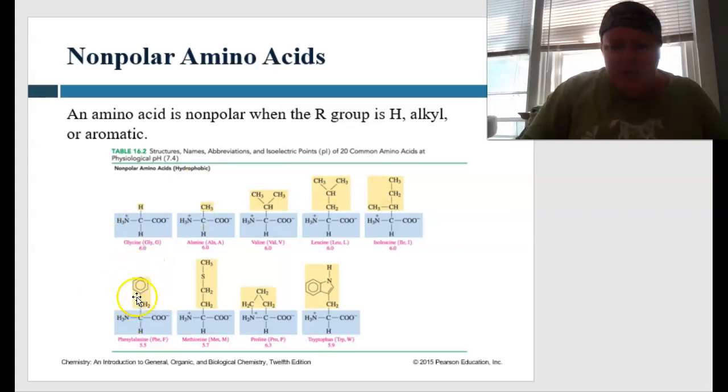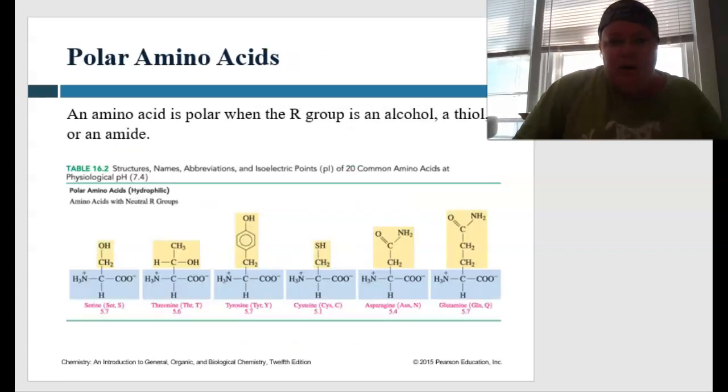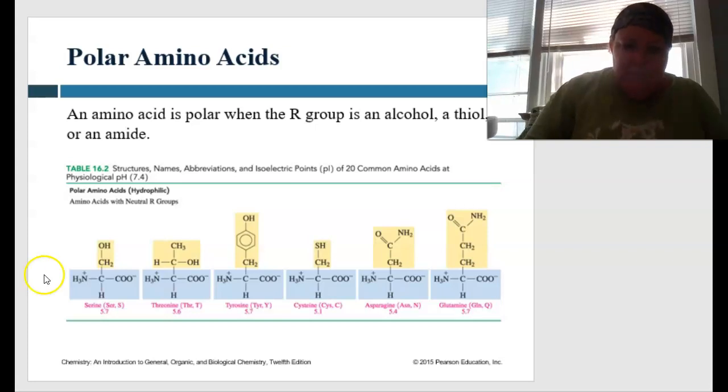Just to point out here, and we've already talked about this, when it's just a ring like this with no letters in it, then that's just a ring of carbon. Then we have our polar amino acids, and this is when the group is an alcohol, a thiol, or an amine. So you have oxygen, sulfur, or nitrogen on the outside, and those are going to be your polar amino acids.